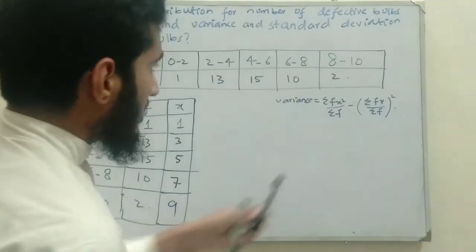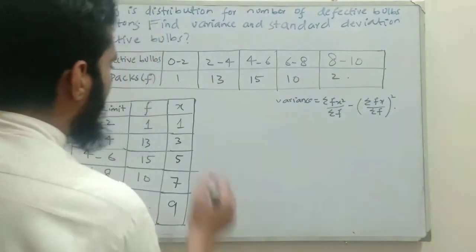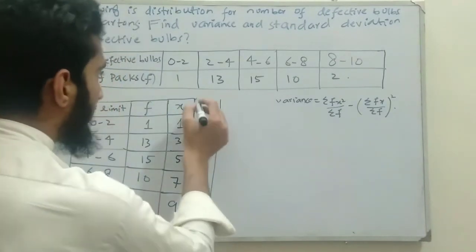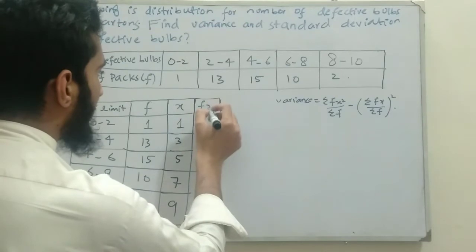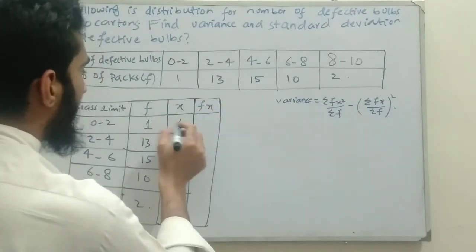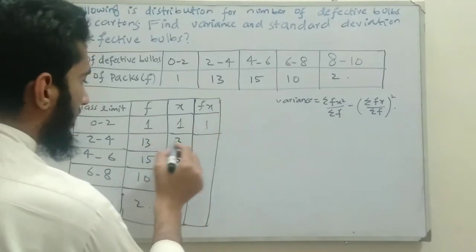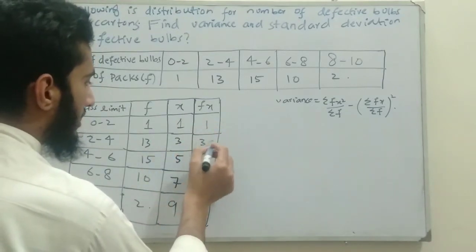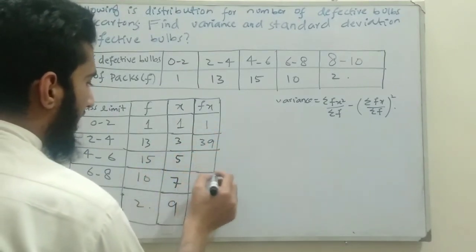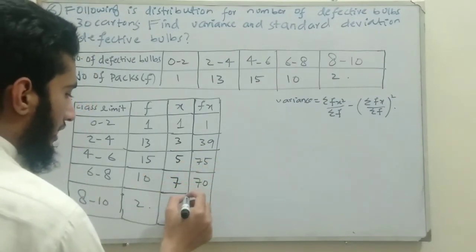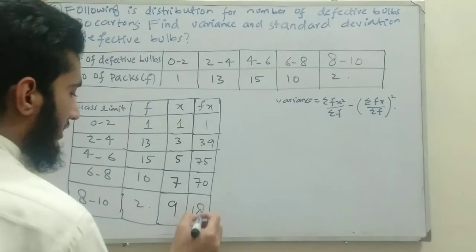Now here is f x. So we will multiply f and x with each other. Here this is f and this is x. So 1 multiply 1 gives us 1. 13 multiply 3 gives us 39. After this 15 multiply 5 gives us 75. 10 multiply 7 gives us 70. And 2 multiply 9 gives us 18.